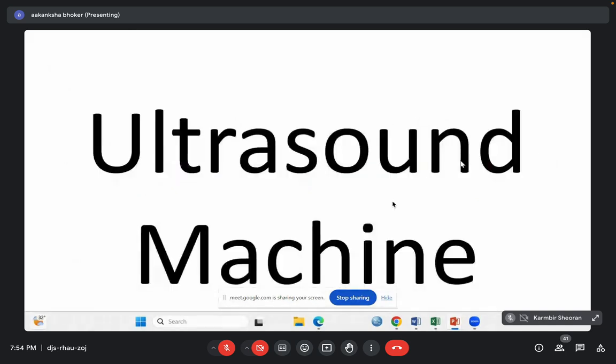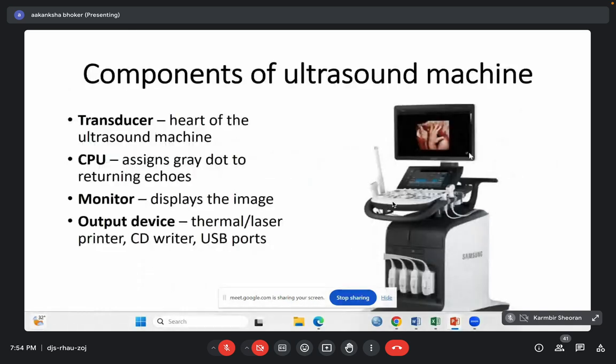Now coming to the ultrasound machine. The ultrasound machine is mainly composed of transducers, more commonly known as probes, and these transducers are the heart of the ultrasound machine. Why? Because the characteristics and properties of all the ultrasound waves that will be produced depend on the transducer. So they are the heart, they are the core of the ultrasound machine.